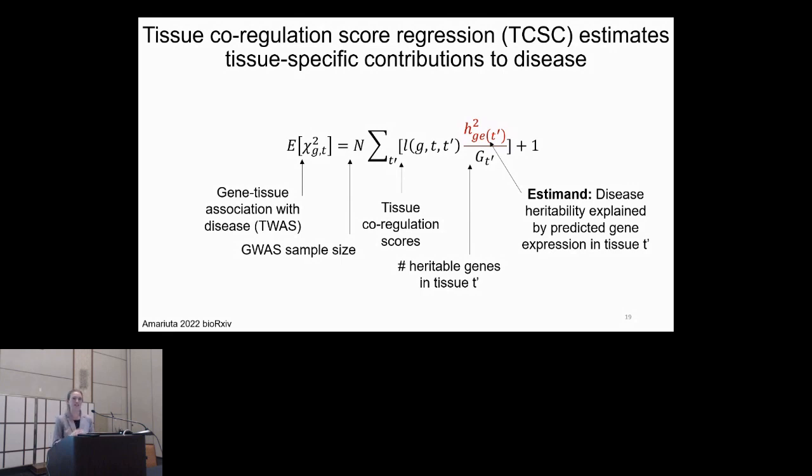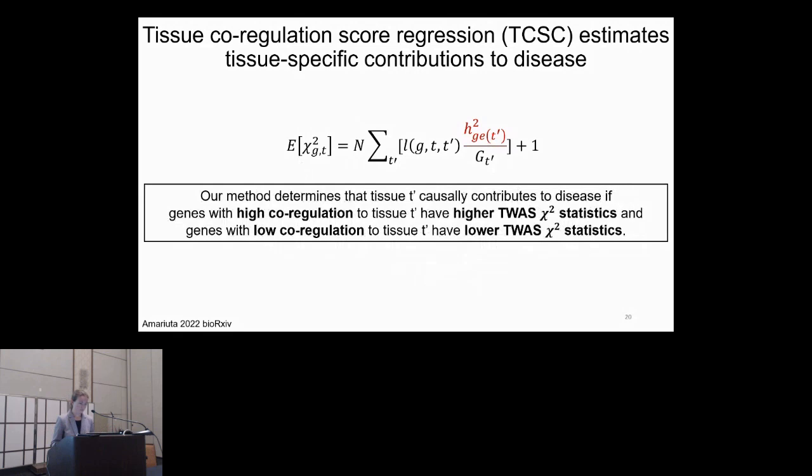The slope here is defined as the tissue-specific heritability of gene expression. What that means is the variance of the phenotype that can be explained by genetically predicted expression in a particular tissue. This is a multivariate regression, so we are estimating one value of h squared GE T for every tissue that we're considering in our data set. Ultimately, our method determines that a tissue T prime causally contributes to disease if genes with high co-regulation to that tissue have higher TWAS chi-square statistics than genes with low co-regulation to the tissue.